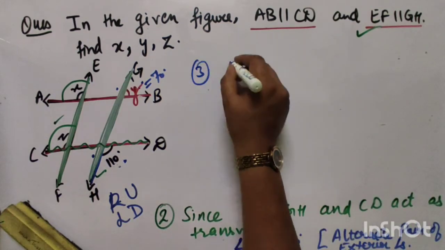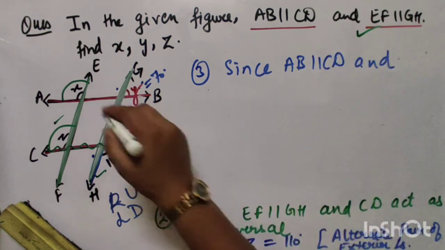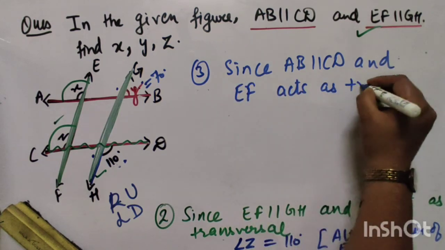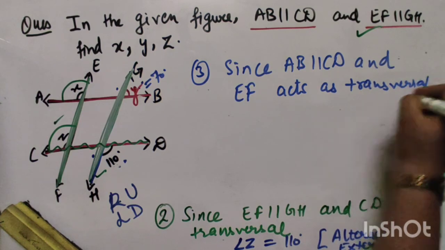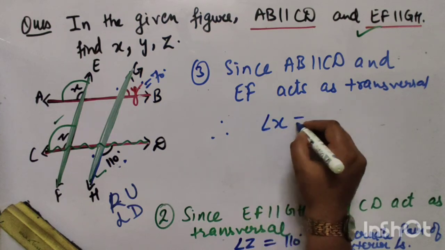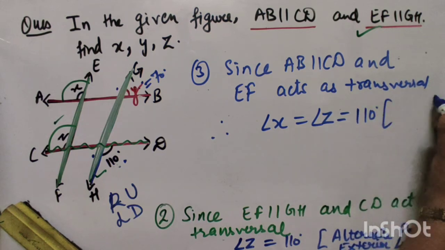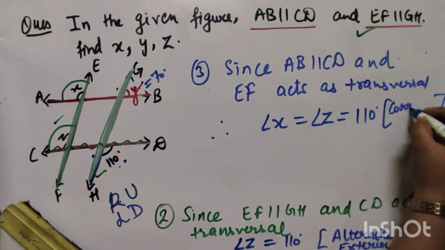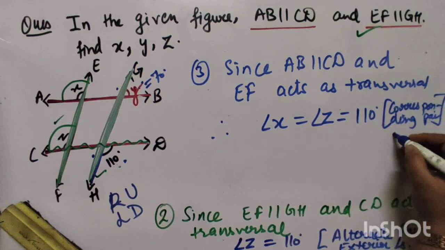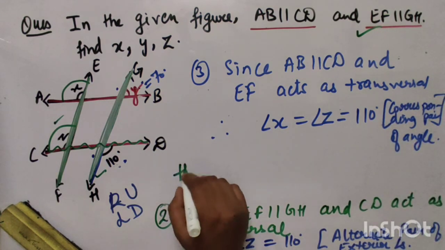So here I'm going to show you. Again I'm going to write it. Since AB is parallel to CD, and here EF is now acting as a transversal, we can say that angle X will be equal to angle Z. So it will be equal to 110 by using corresponding pair of angles, right? So hence we have found all three values.